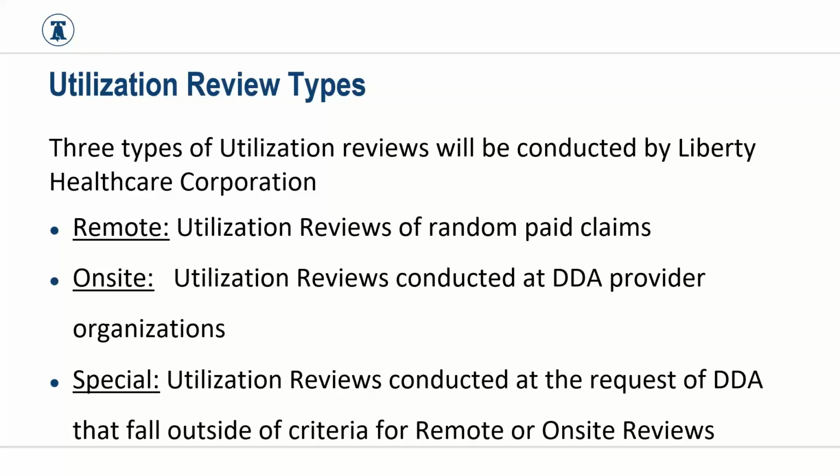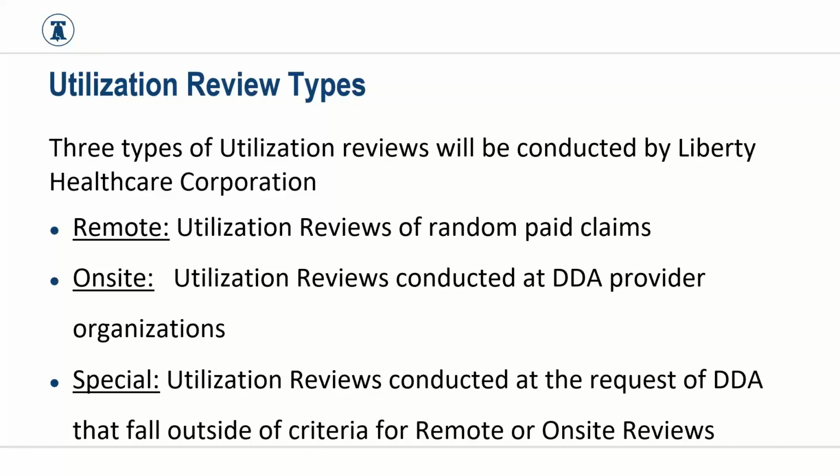So we're going to talk a little bit about the 3 types of utilization reviews. Today, we are going to focus on the remote and the on-site reviews. The special reviews that would be outside of any of the criteria for remote or on-site is still being developed and will be released with an effective date down the road.